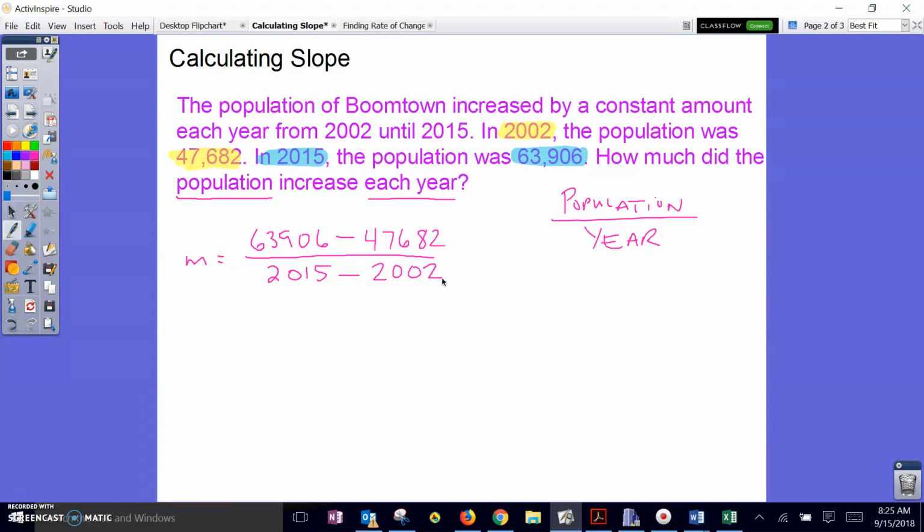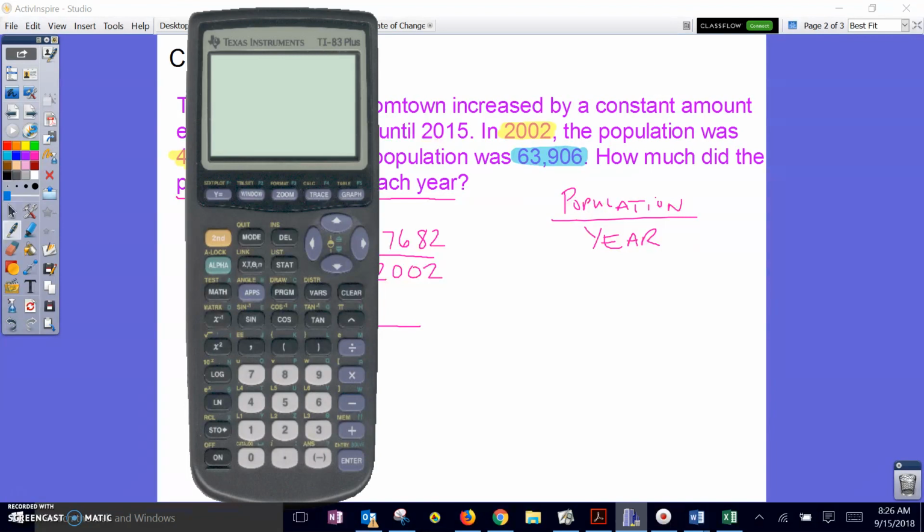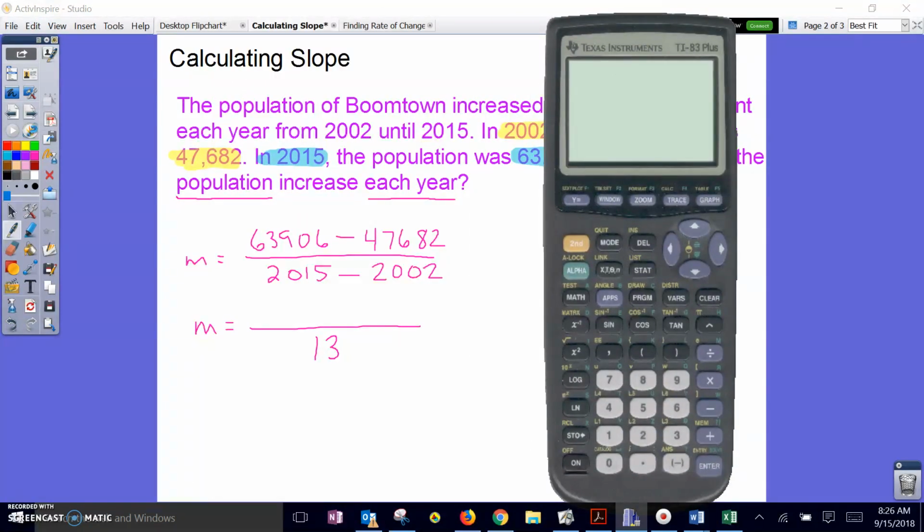And now I'm going to go ahead and calculate some things. 2015 minus 2002 is going to be 13 years. And I'm going to break out my handy-dandy calculator here for the other calculations. And the population difference, 63,906 minus 47,682, is 16,224.